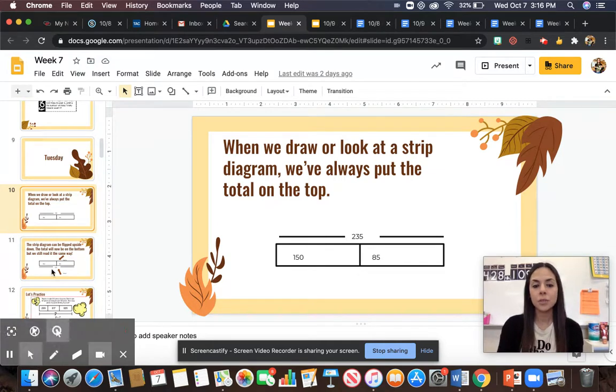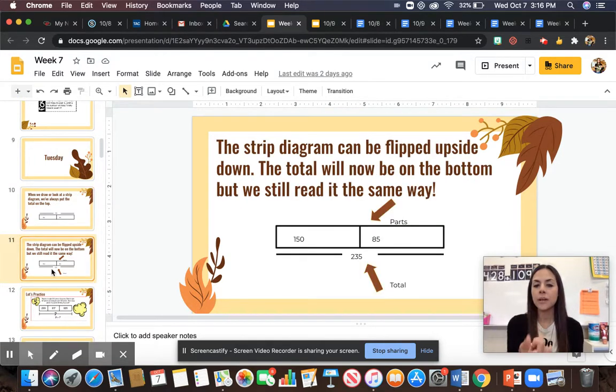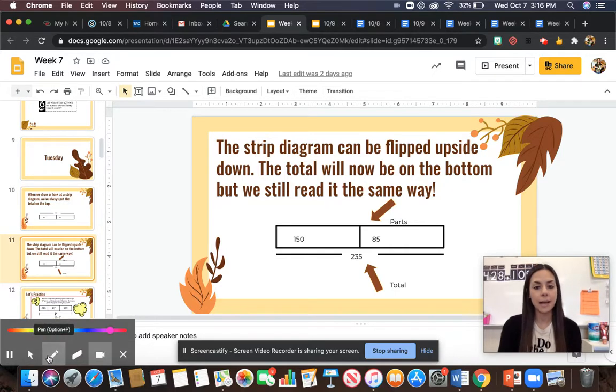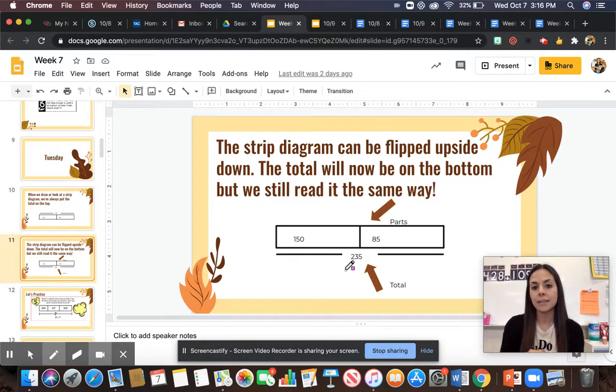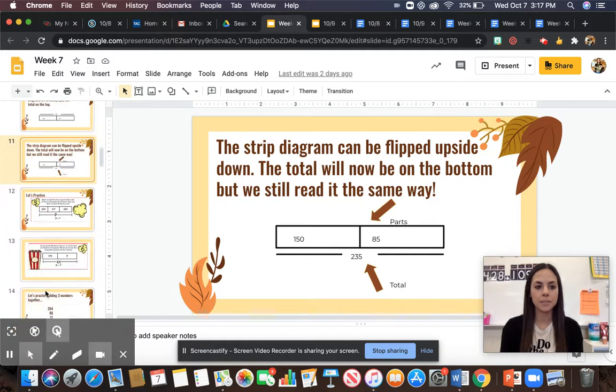But did you know I can turn it all the way upside down and we still read it the same way? Okay, now our parts are at the top and now the total is at the bottom, but it's still read the same way. Okay, when we have both of our parts, we're still adding to get our total. When we're missing a part, then we subtract to get the part that we don't have. Okay, so what I really want you guys to understand is that we're still reading it the same way. It's just flipped upside down. Okay, so we're going to do a couple of examples.